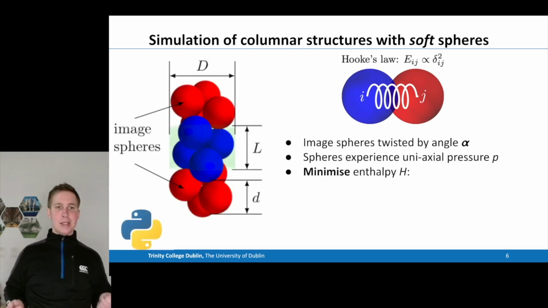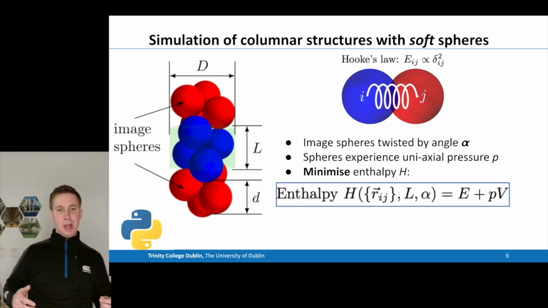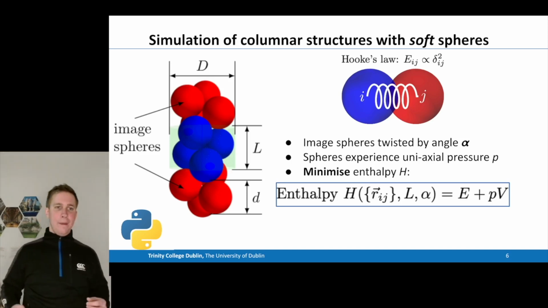Now, to investigate soft sphere packings inside a cylinder, we put those soft spheres of diameter d into a tubular unit cell with a certain length L and a diameter d. Our intention here is to simulate an infinite column, so we employ so-called image spheres to simulate periodic boundaries with a certain twist angle. And we're interested in generating structures at a certain uniaxial pressure P. Then what we do is we calculate the enthalpy, which consists of the internal energy of the system plus a pressure times volume term. And we generate these structures then by simply minimizing the enthalpy of the system.